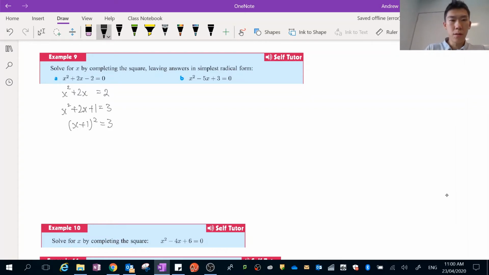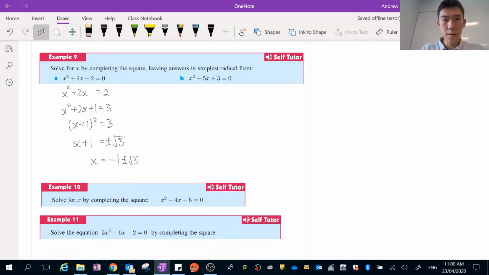Now we have to solve it. Back to last lesson, this is where we have to square root both sides, and remembering that when we square root both sides of an equation, we end up with plus or minus. So the solution right now is x plus 1 equals plus or minus root 3. Then take 1 away from both sides, so x becomes negative 1 plus or minus root 3, and that is it. That is our solution in simplest radical form.